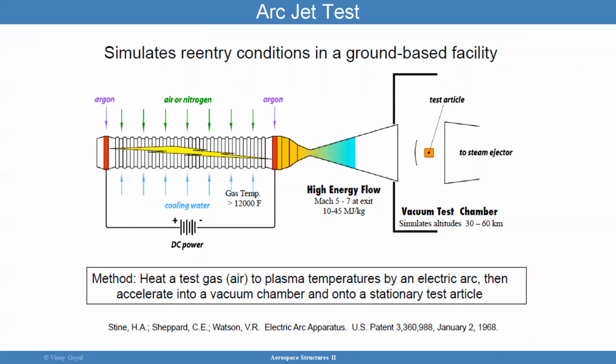The plasma temperatures are generated by this electric arc, and they're accelerated into a vacuum chamber onto this test article. So very important, it's a vacuum test chamber, and it simulates very high altitudes, by the way.